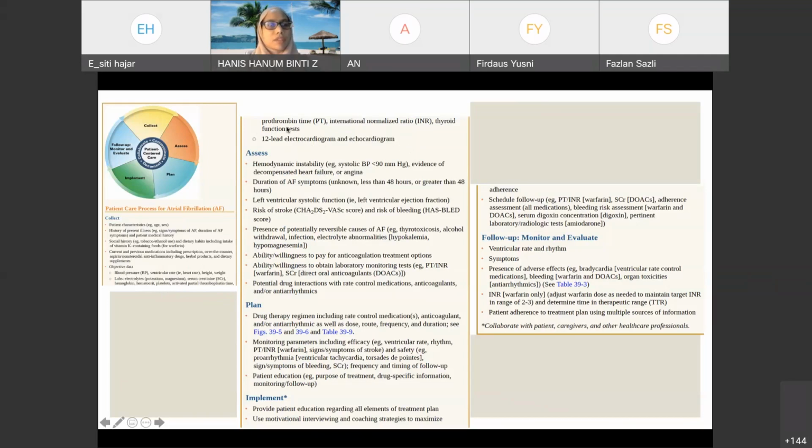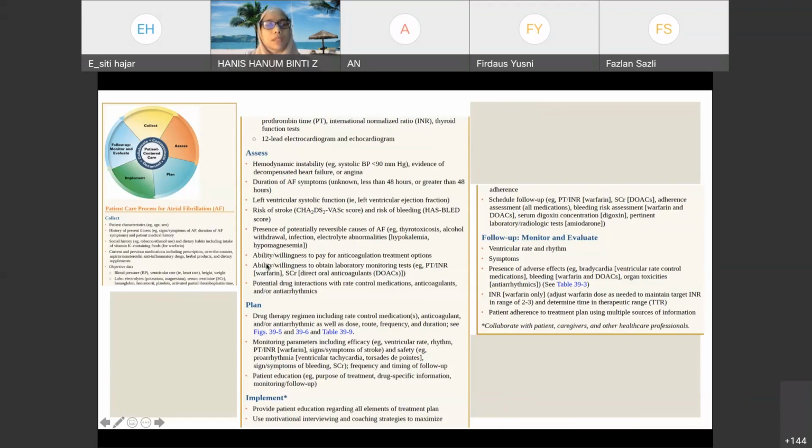Then after we collect all this information, we have to assess whether the BP is normal or not, whether there is evidence of heart failure or angina, and how long they've had the AF symptoms. We want to check their risk of stroke with the CHA2DS2-VASc score and the risk of bleeding with the HAS-BLED score. We will talk about it later. We want to see whether there is a presence of potentially reversible causes of AF, like I said, thyrotoxicosis, thyroid storm, alcohol withdrawal, infection, and electrolyte abnormalities like hypokalemia and hypomagnesemia, which can cause AF as well.